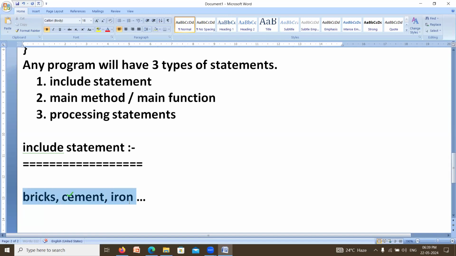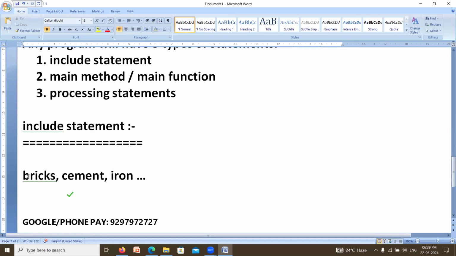From where do we need to get them? Can we create them? No. We need to purchase them. There are so many shops to purchase iron, cement, and bricks. So from those shops, we purchase and get them, and then we can construct.